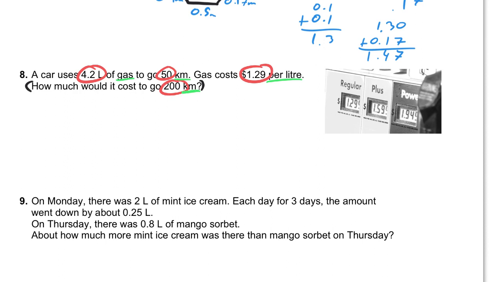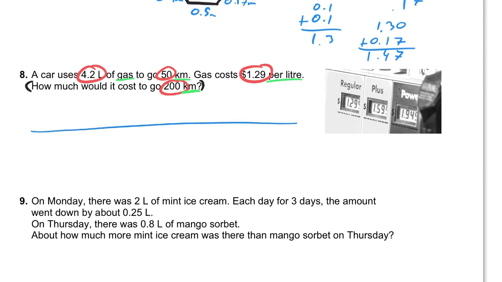We want to know how much it would cost to go 200 kilometers. Now we need to make a plan. What can we do with these numbers to make them make sense? It's like a puzzle. We got to put it all together. So the car uses 4.2 liters of gas to go 50 kilometers. How much would it cost to go 200 kilometers? I think what I'm seeing in my head is a double number line.